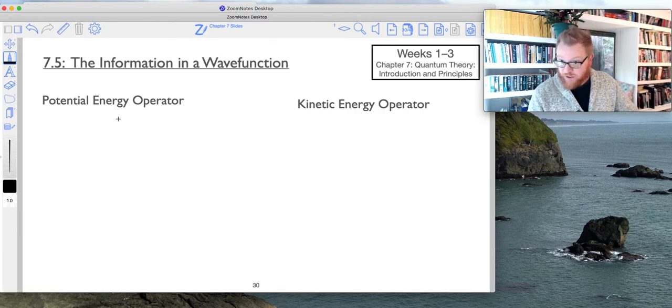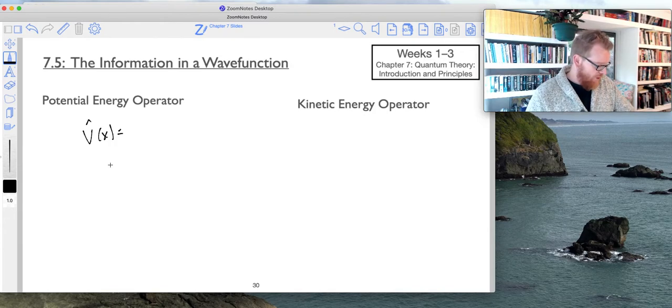Okay, so I'll remind you, this is just kind of a reminder slide. Our potential energy operator, we use this term V, and I've shown you in some cases we could use just a constant potential energy.